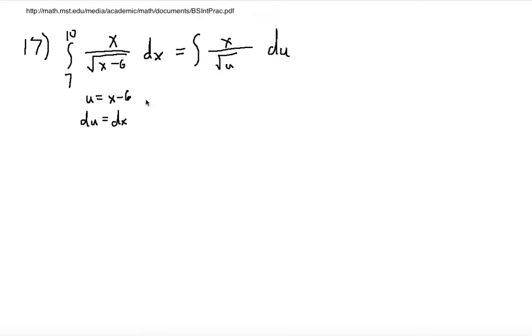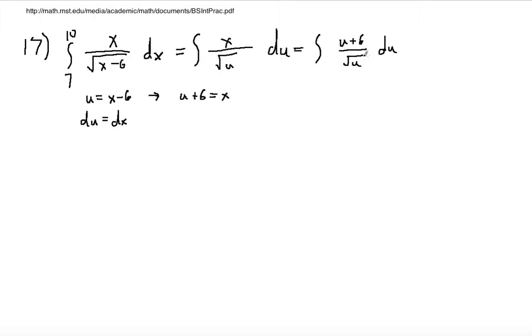So what we're going to do is come back over here and use this fact that we established for u. If u is equal to x minus 6, that means that u plus 6 is equal to our x term. And we can substitute this in now. So we'll now have the integral of u plus 6 all over the square root of u du.